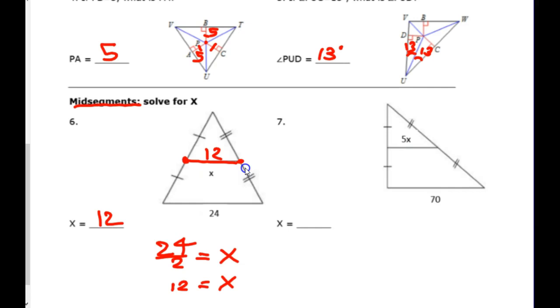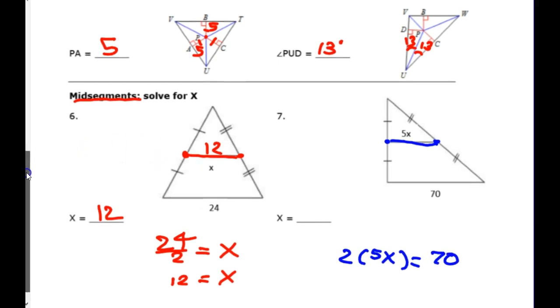Okay? Now, what if you have something like number 7? Now, it's not just numbers, so it's not going to be as easy. I know my mid-segment, from this midpoint to this midpoint, 5x, is half of the parallel side, 70. So here's what I'm going to do. I'm going to take my smaller segment and multiply it by 2, because isn't half times 2 equal to a whole? It is. So 2 times the smaller one equals the bigger one.